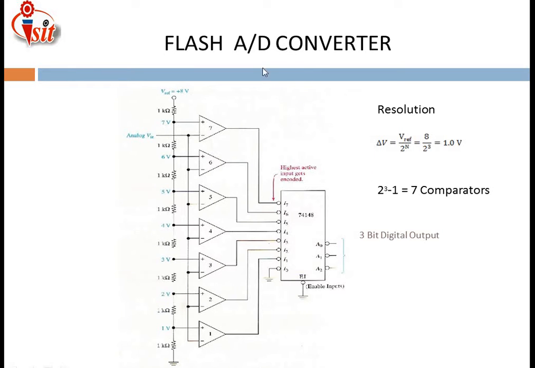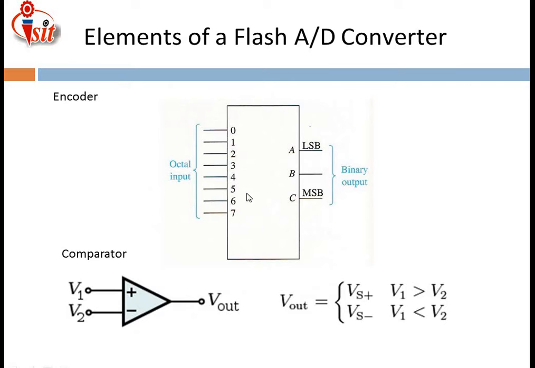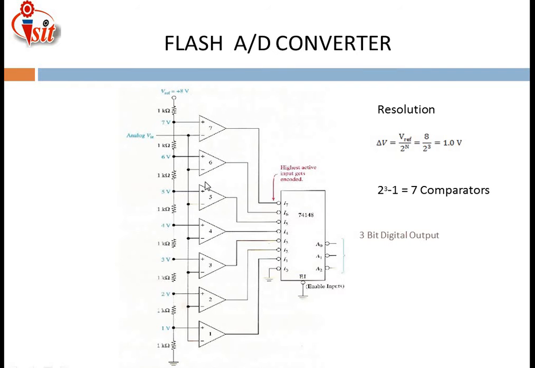Along with that, for the flash analog to digital converter I have shown in the previous slide, just see here, 0 to 7 inputs, that is an octal input given to the flash A to D converter, and how those inputs are varied by using the comparator. Just see here, the comparator is connected along with resistors having the value 1K, and the reference voltage applied to each terminal starts from 1 volt up to 7 volt.